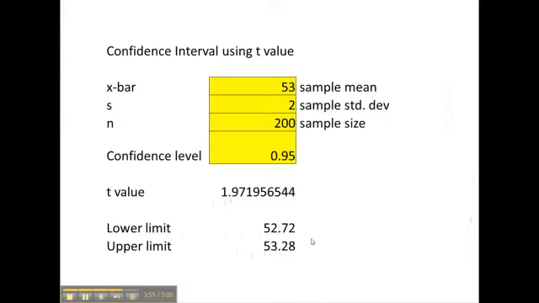The way we interpret this is we have a 95% confidence that this confidence interval of 52.72 to 53.28 contains the true population mean. We still don't know what that mean is, but we're 95% sure this interval contains it.